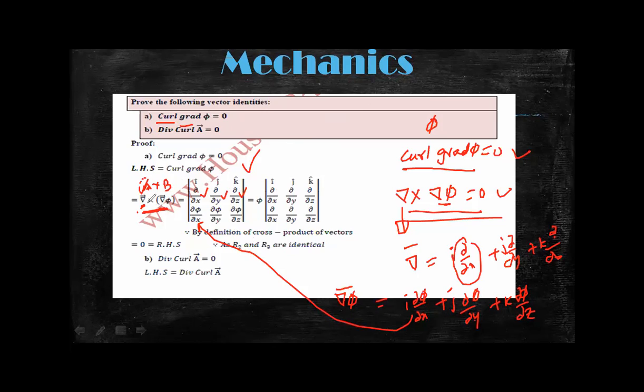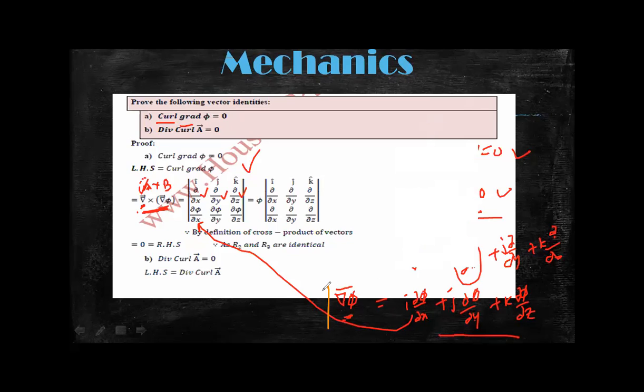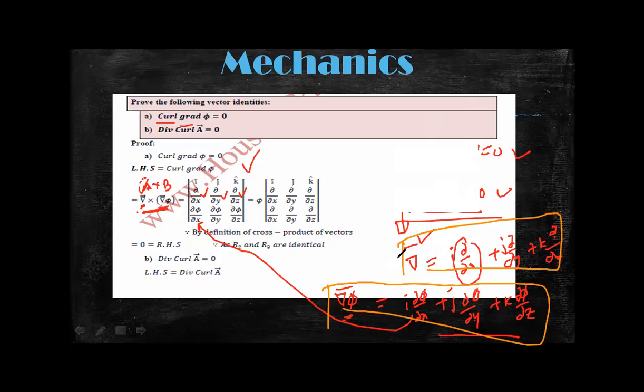So here, the del operator and the del pi operator, you need to know this. The del operator I already explained here. Del pi means grad pi. Grad pi operator I am also giving here. So you have to substitute in that matrix. Basically, these two are very important. So when you substitute here: i, j, k, dou by dou x, dou by dou y, dou by dou z. Here also, you can take pi common because the entire row has pi common. You can take it out. So here also the same: dou by dou x, dou by dou y, dou by dou z.